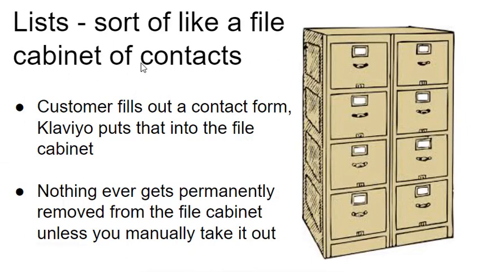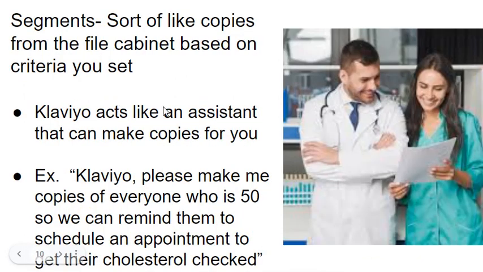So this is really great. This is a really good example of a segment because once somebody's 49, they wouldn't be on the segment, and as soon as they turn 50, boom, Klaviyo will say, oh, their birthday is today. We've got to put them in the 50-year-old age range. We'll go make a copy of them in this file cabinet, and we'll put them on the list of people who are older than 50 so that we can contact them every year. So that's what a segment is.